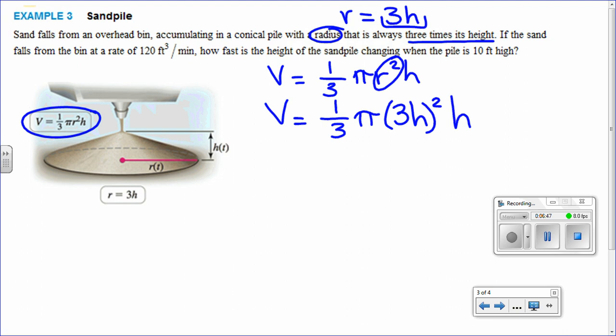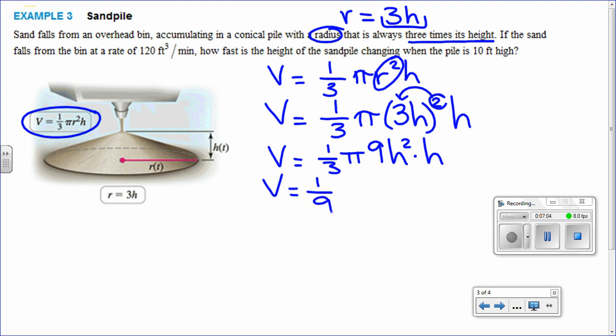Now we're going to simplify the formula a little bit more, and so this will be 1/3 times pi. Remember here we have to square the 3, so that will give me 9, and then we square the height, so that will be height squared. And then here we have the height to the power 1. So finally this will be 1/3. In fact, it will be 9/3.